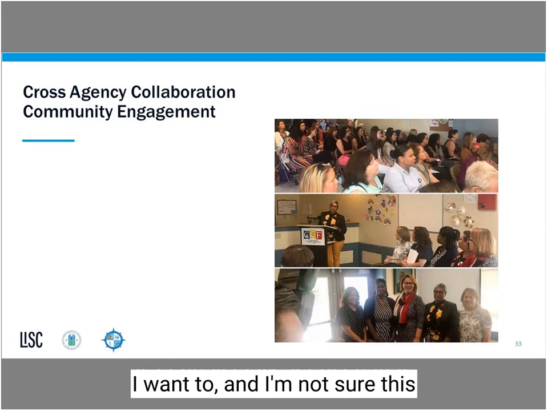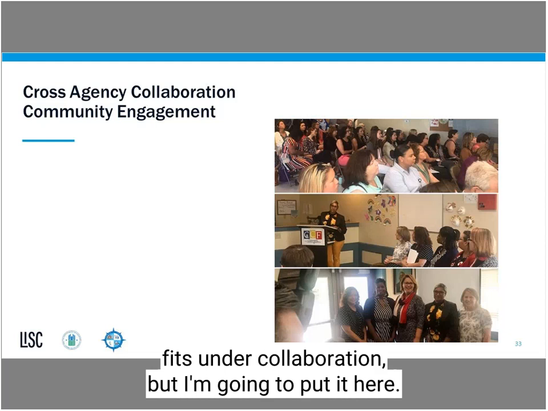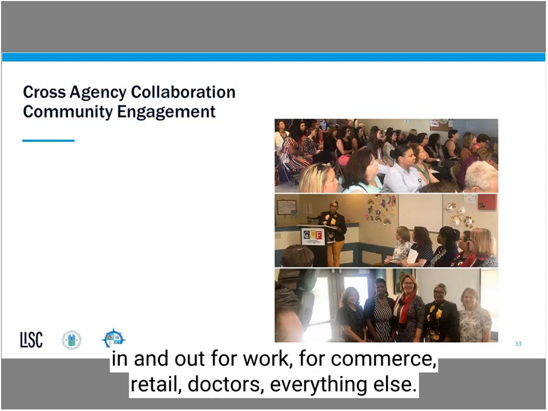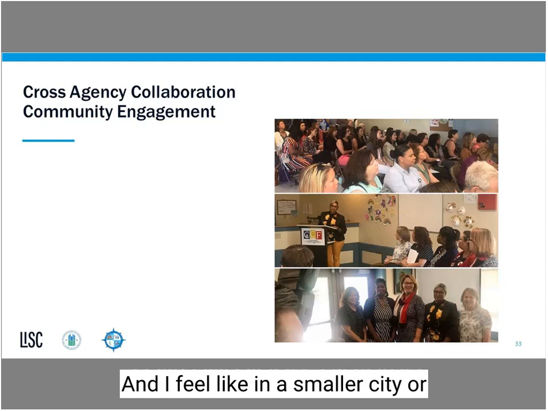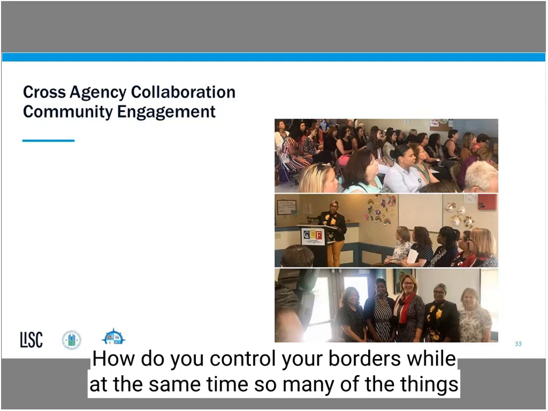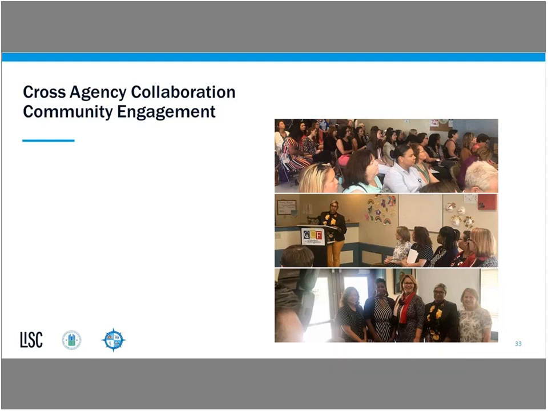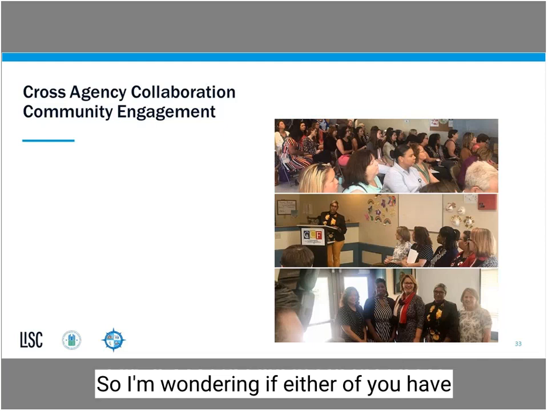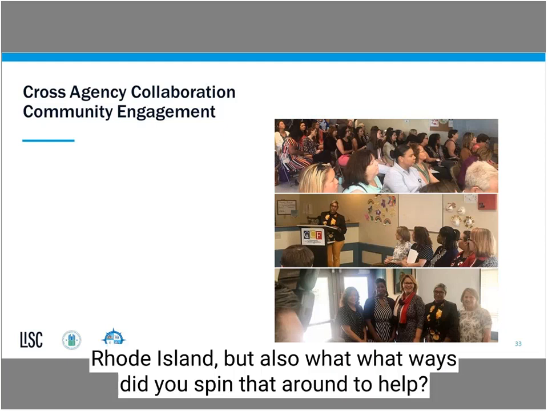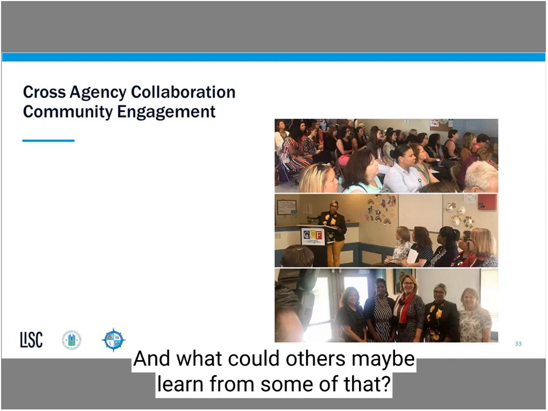Great. I'm not sure this fits under collaboration, but I'm going to put it here. Rhode Island has very fluid borders in terms of people traveling in and out for work, for commerce, retail, doctors, everything else. And I feel like in a smaller city or a town across the country, they've got to be experiencing some of that same way. How do you control your borders while at the same time so many of the things that people access and do every day are cross borders? So I'm wondering if either of you have thoughts about how that potentially hurt Rhode Island, but also what ways did you spin that around to help, and what could others maybe learn from some of that?